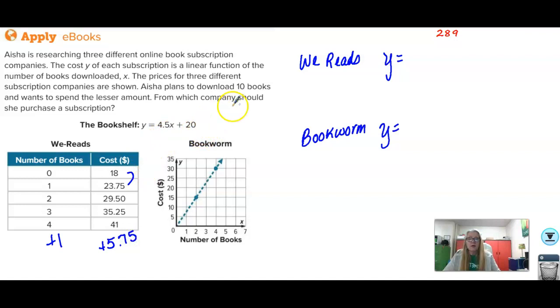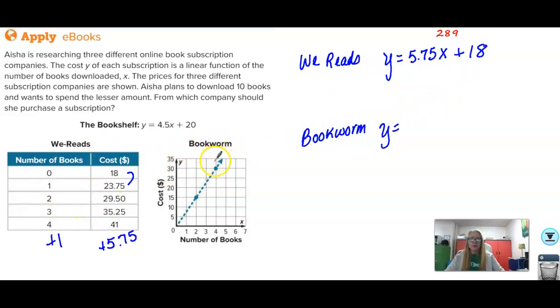Okay. So 575 a book is We Read, so it's $5.75 per book. What is their initial value? Well, initial value is when X is 0, what's Y? Their upfront cost is $18. Okay. So that's for We Reads.